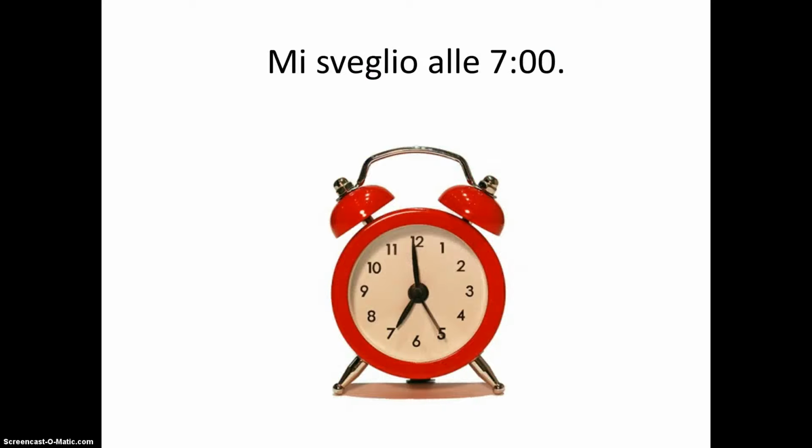To review, with reflexive verbs, both the subject and the object are the same. Mi sveglio alle 7. In this example, mi refers to myself, the object of the sentence, and sveglio refers to io, the subject of the sentence. Literally, I wake myself up at 7.